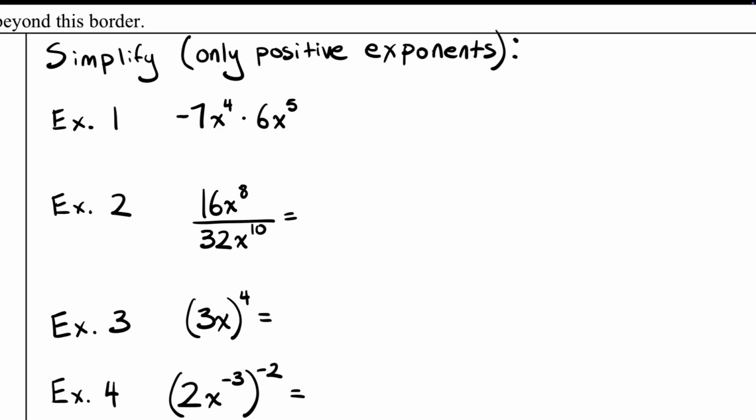Eli. Negative 42 x to the power of 9. Negative 42. How did you get negative 42? Multiplying the coefficients. Negative 7 times positive 6 gave us a negative 42. Perfect. And then what did you say for the x? It was x to the power of 9. Why is it 9 and not 20? Because you add them. Yeah, exactly. When I have the same base, you add their powers.